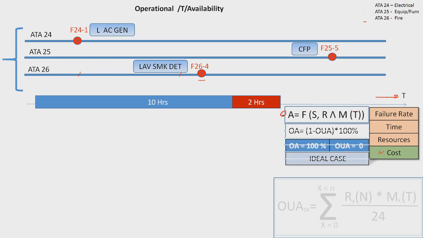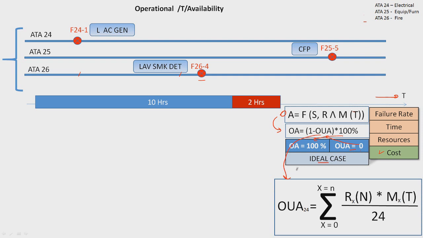Now let's transform this function to a usable format. Operational availability equals 1 minus operational unavailability, multiplied by 100%. Let's check this formula using the ideal case. Operational unavailability, in the ideal case, equals 0. Let's insert this 0 here. 1 minus 0 is 1. 1 multiplied by 100% is 100%. Okay?